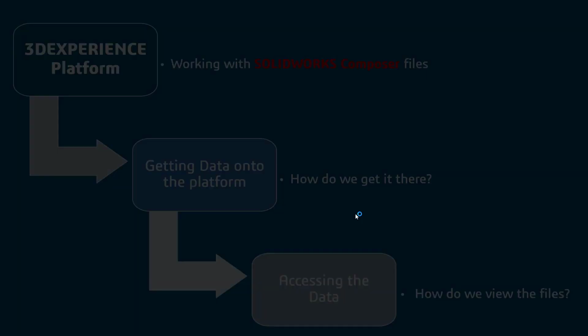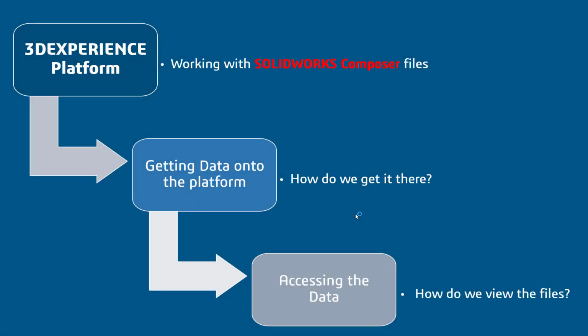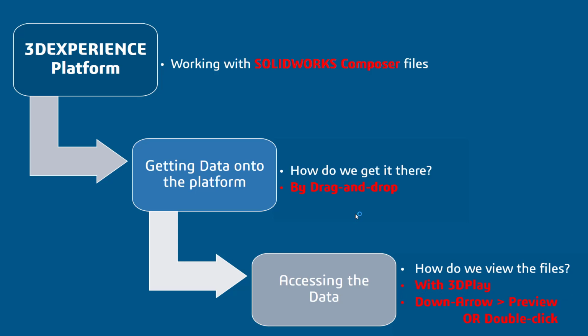So a quick recap of what we have done here. Essentially, we've taken a look at how we can get the SolidWorks Composer data onto the 3DEXPERIENCE platform. Essentially simple drag and drop. And once we've gotten the data onto the platform, to access the data, as we've seen with 3D Play, you either click the down arrow, hit preview, or double click on the file. That's as simple as that.